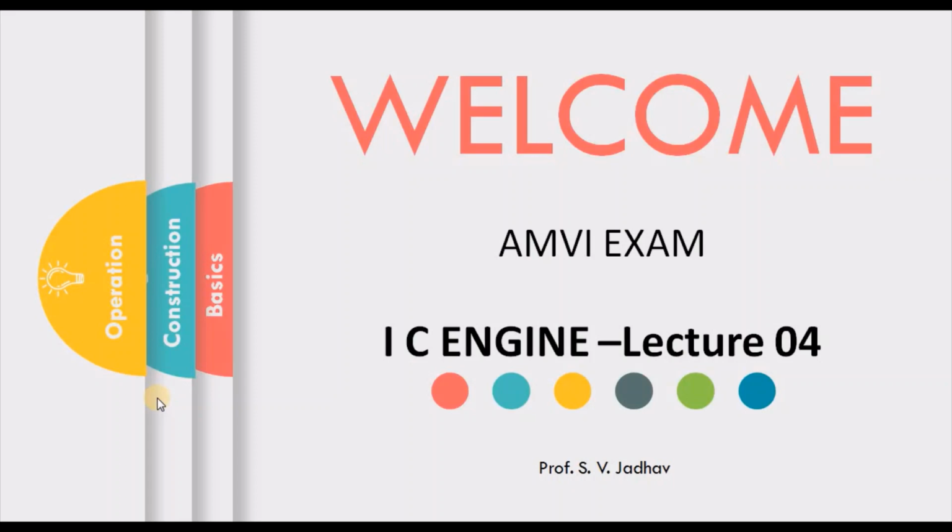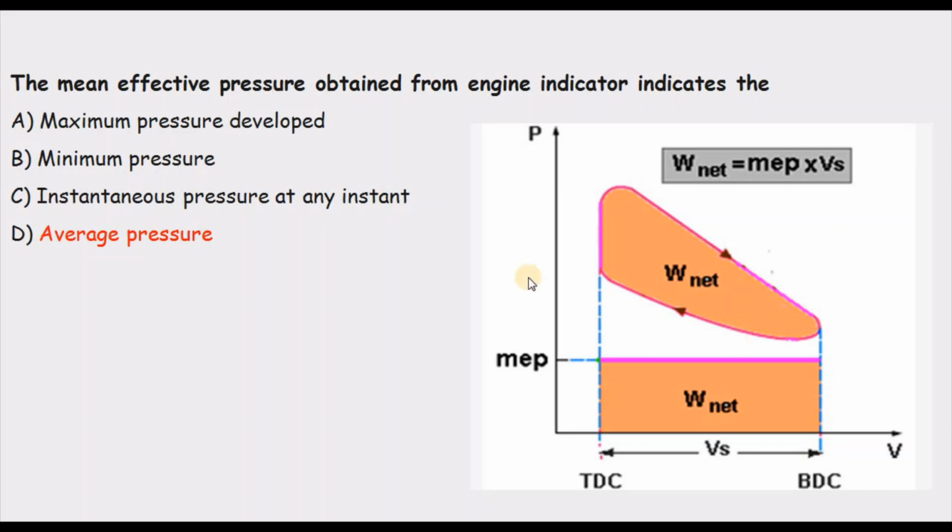So let us start. The first question is, the mean effective pressure obtained from an engine indicator indicates what? It indicates maximum pressure developed, minimum pressure, instantaneous pressure at any instant, or average pressure. So what is the probable answer? Let us see. In order to understand this, we need to understand what is mean effective pressure and what this indicator means.